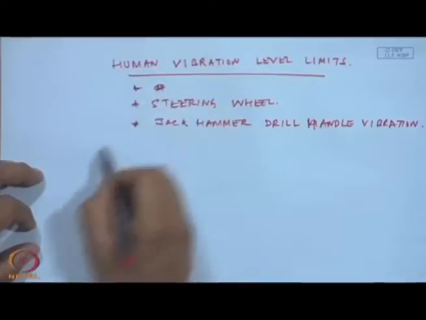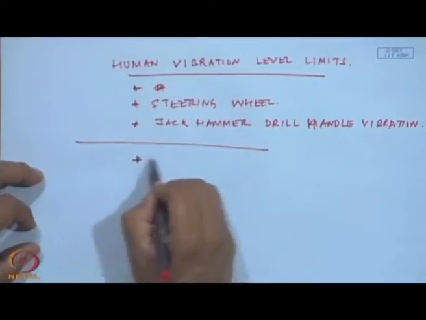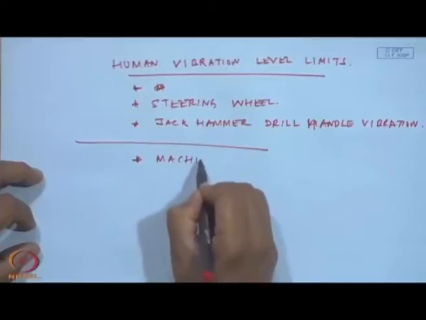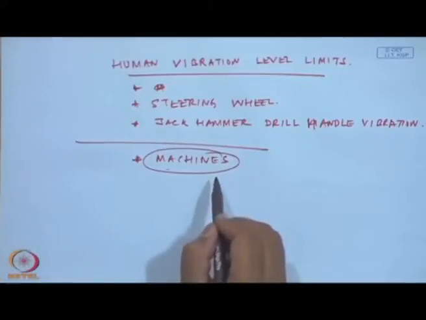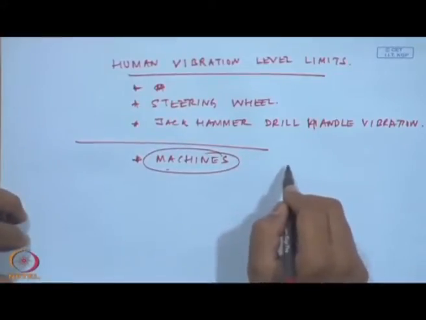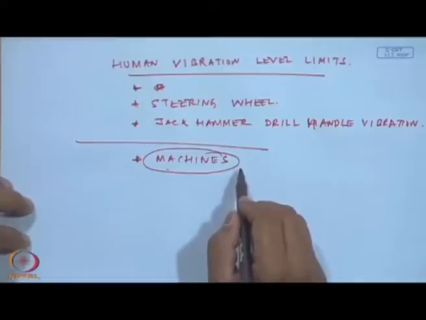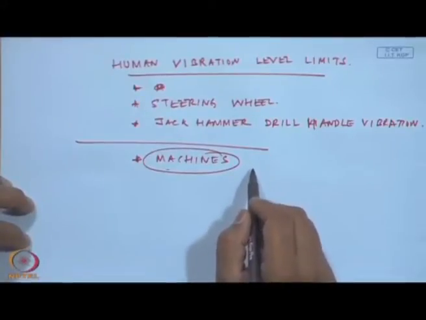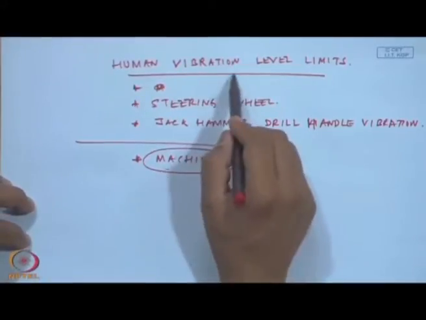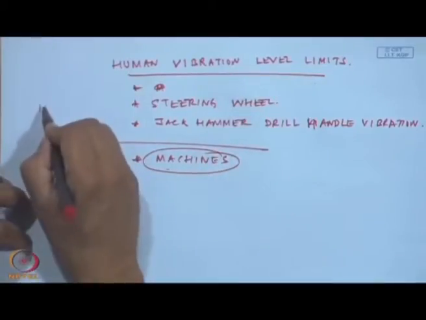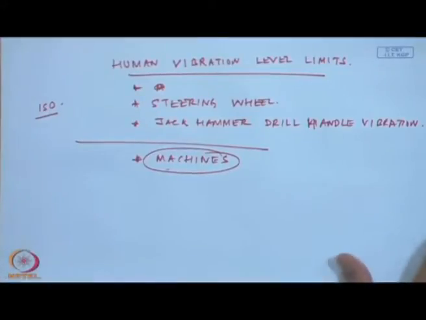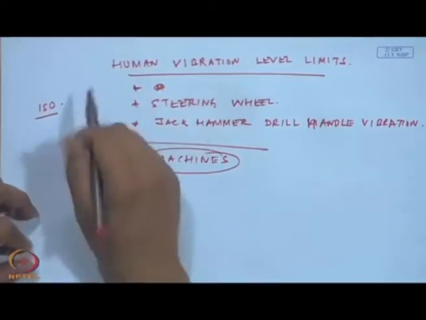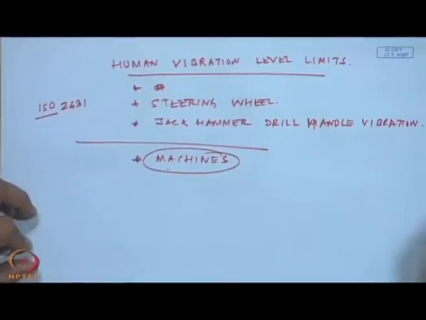And of course, another is the machine level. We had some clue as to that standard, which says that depending on the power of the machine, there are permissible limits of the vibration level. Similarly, for human vibration levels, there are ISO standards as to what the permissible level should be, and I thought I should mention this in this class, that is the ISO 2631 standard.